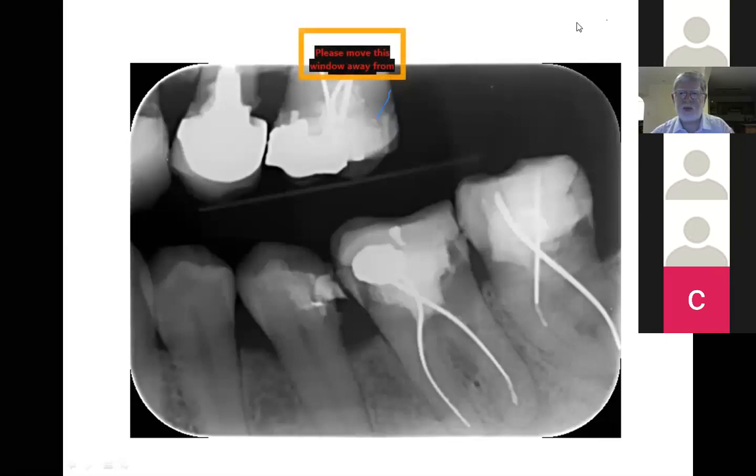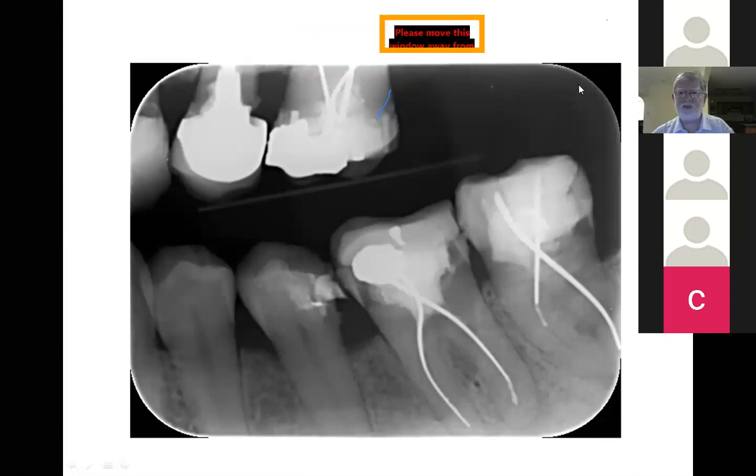Okay, so what type of root filling points? Okay, silver points. Okay. And so again, when you're seeing this, you'll want to take PAs or an OPG.